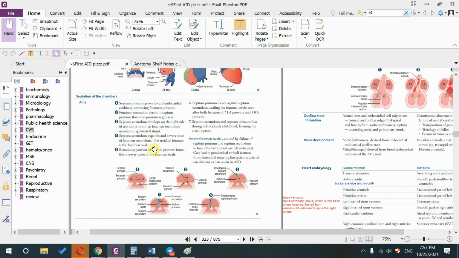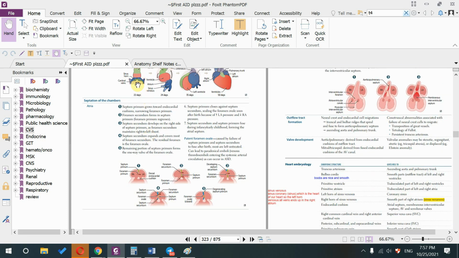Now we have the venous sinus. The sinus horns are the ones down here. Please, I know that they are tricky. You have the left one and the right one. So you have the right one here, the left one here. For the left one, just imagine it's your coronary artery, it is the heart of your heart. Without it, you will not have any perfusion to your heart. And our heart is located on the left.